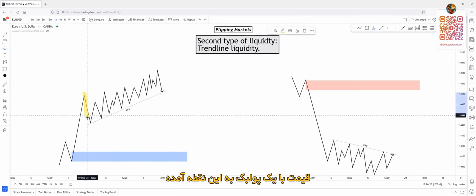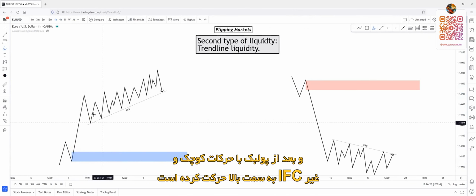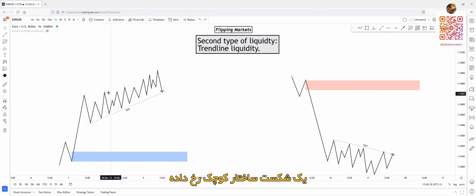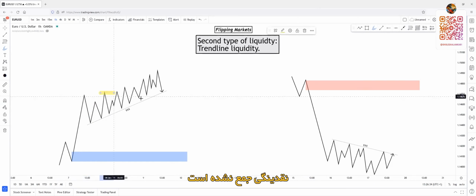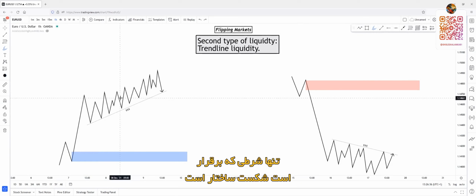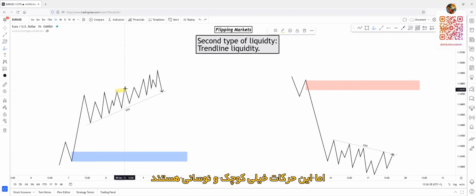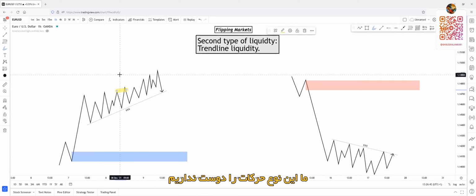Price arrived in this phase with a pullback. And after the pullback, price started to form small, efficient movements to the upside, small little breaks of structure, zero liquidity sweep. So the only criterion here is the break of structure, but those movements are really, really slow and choppy, and we do not like them.